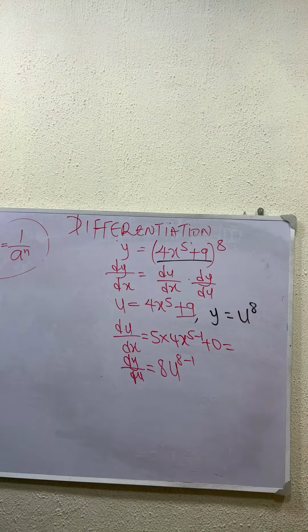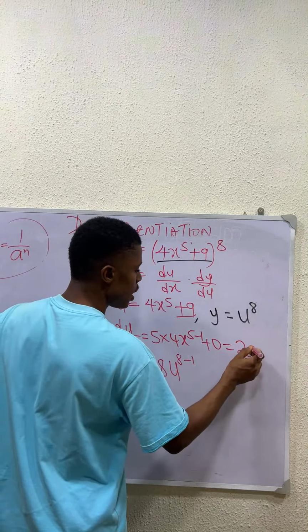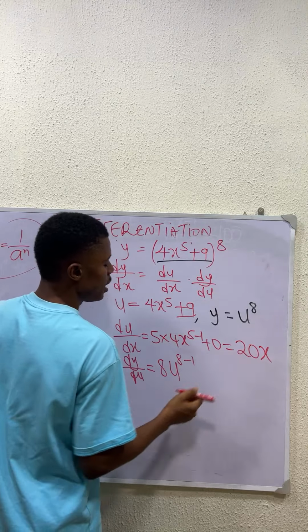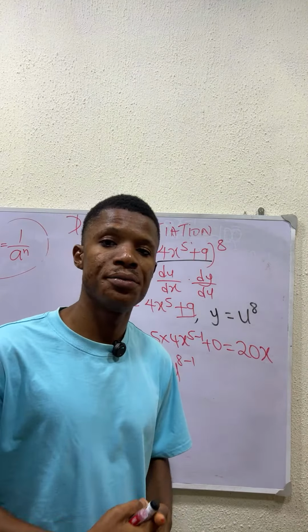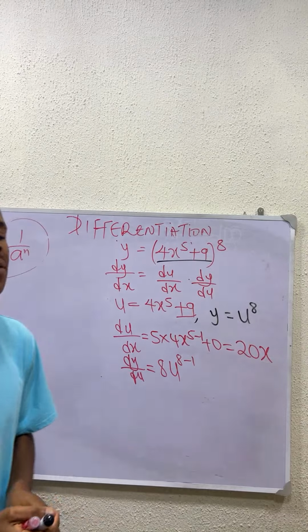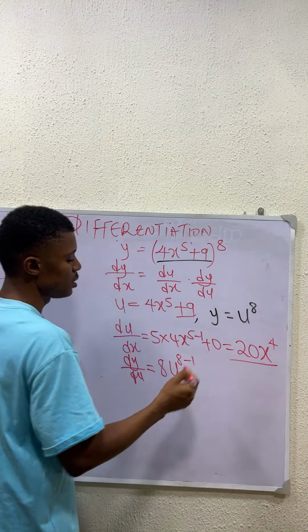So here you have 5 times 4 is what? 5 times 4, 20. Good. So here this one is 20x. Then 5 minus 1 is what? 5 minus 1 is 4. So this is this one.